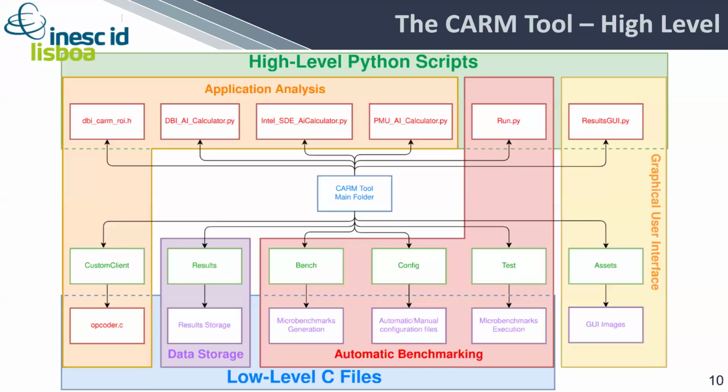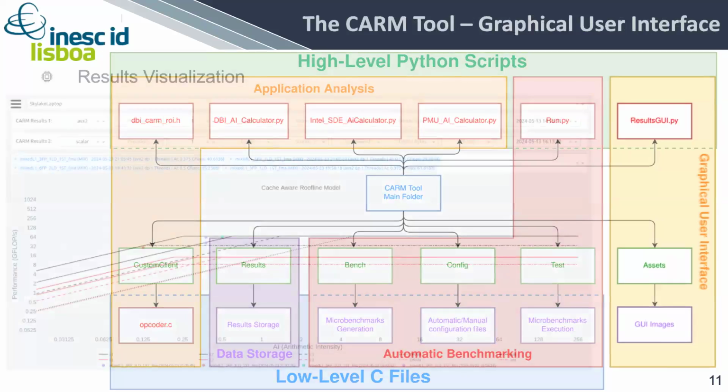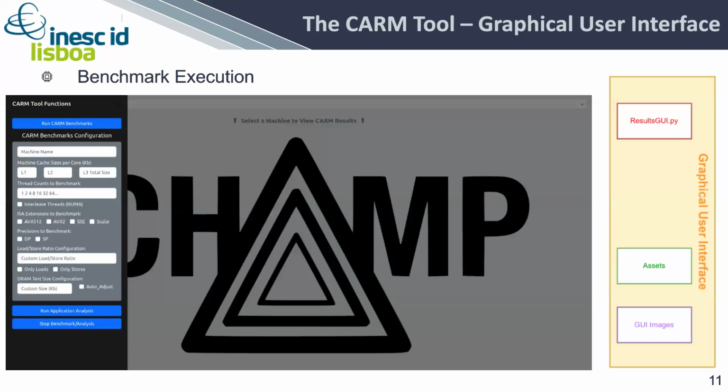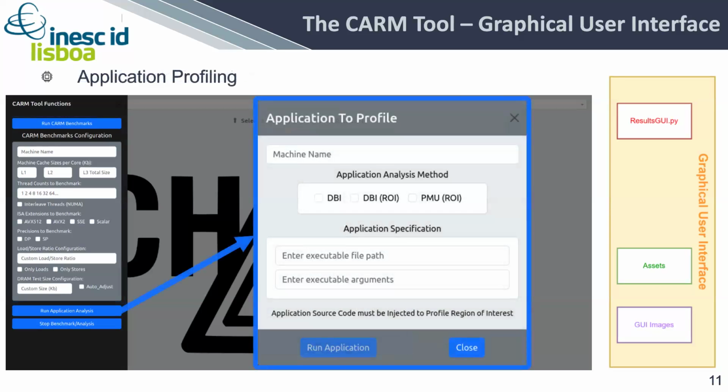These high-level modules are implemented by the various files present in the source code of the CARM tool, and I'm now going to give you a brief overview of what each of these modules does. Starting with the graphical user interface, this interface runs on your browser using the Dash framework, which, as you can see, can be used for result visualization of both CARM and application analysis. Besides that, you can also launch the CARM benchmarks directly from the GUI using the sidebar. And finally, you can also start application analysis in the interface itself.